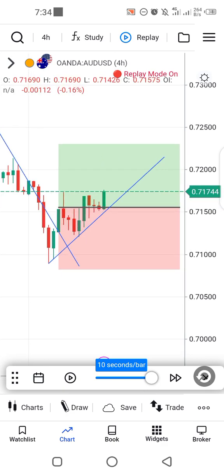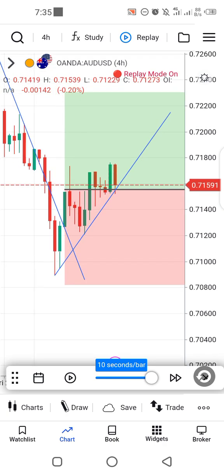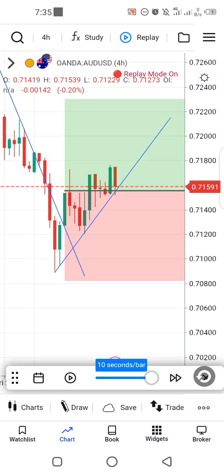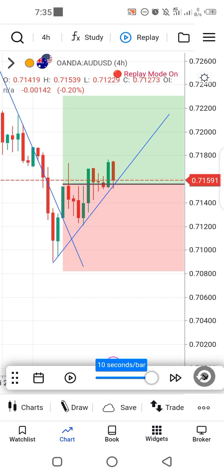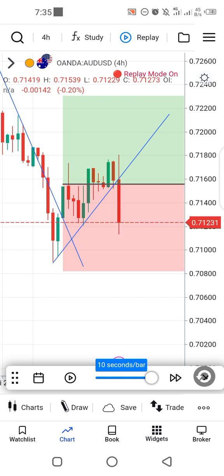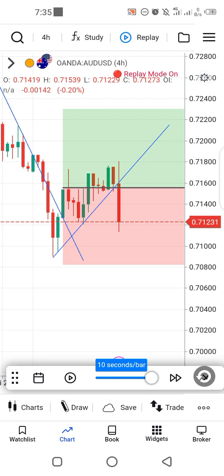So let's see if the market will keep pushing in our favor. Okay, the market is not pushing in our favor. Okay, yeah, but our trend line has not been broken. So let's see if this trend line will still hold. Oh my god, you can see right there the trend line has been broken. So we lost.